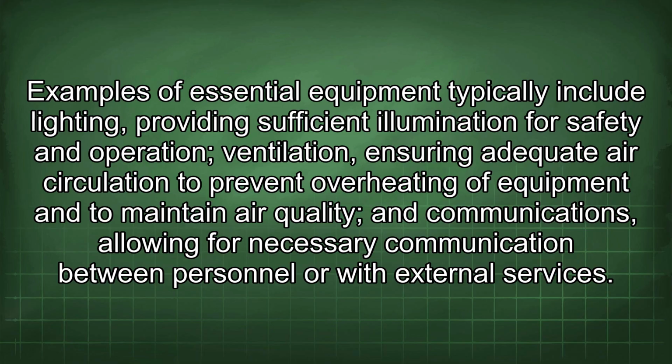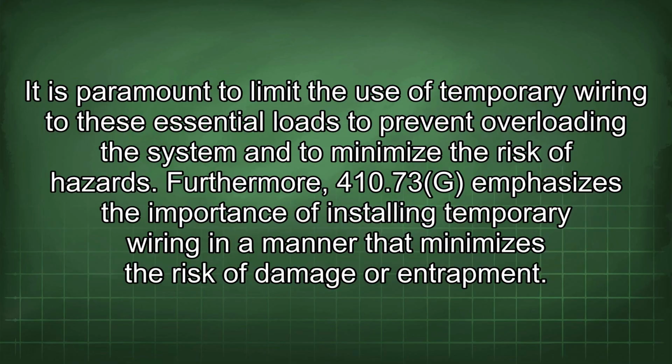Examples of essential equipment typically include lighting, providing sufficient illumination for safety in operation, ventilation, ensuring adequate air circulation to prevent overheating of equipment and to maintain air quality, and communications, allowing for necessary communication between personnel or with external services. It is paramount to limit the use of temporary wiring to these essential loads to prevent overloading the system and to minimize the risk of hazards.